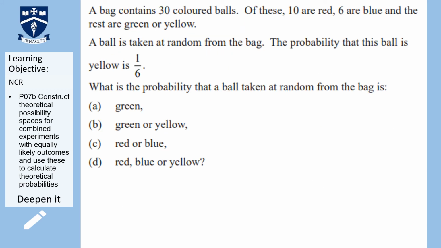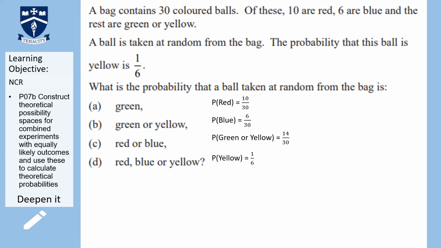Here's something slightly different. This time we're being given some probabilities and we've got to work out some separate numbers. So in this particular question, I've got 30 balls and I've got some red, some blue and the rest are green and yellow. And you'll notice I don't know how many green or yellow I have. I only know the probability of getting a yellow. So let's write down what we do know. So probability of getting a red, 10 out of 30. Probability of getting a blue, 6 out of 30. The probability of getting a green or yellow, therefore, must be 14 out of 30, because I need 30 balls, I've already got 16 of them, so I must have 14 left.